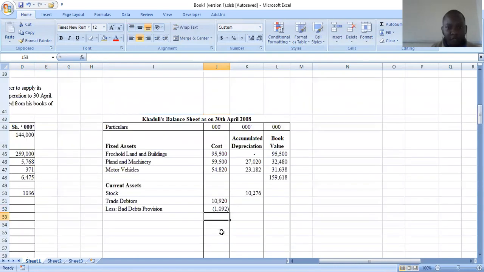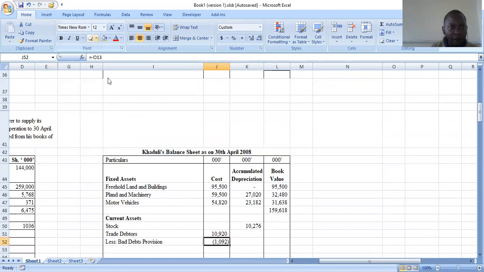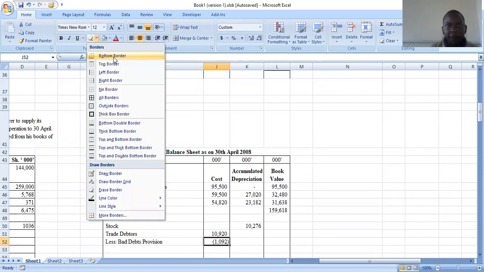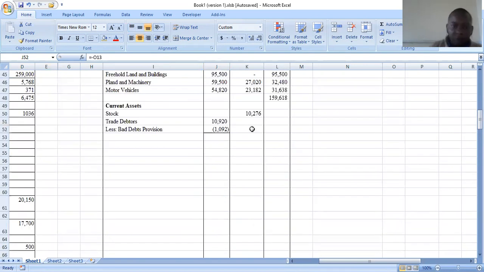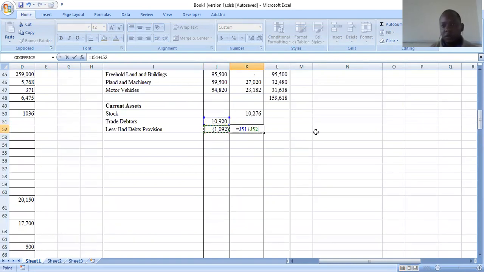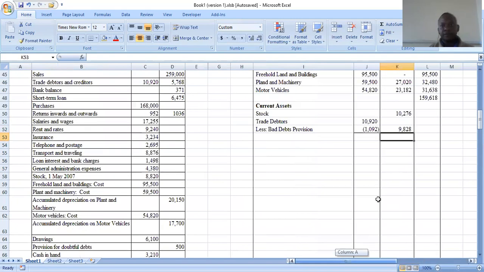1092 we deduct from trade debtors. So now our resultant trade debtors will be equal to 10,920 minus 1092, which is 9828. Is everyone in agreement? Do you understand what I have done? Yes. Okay. It's like only 2 students are active.